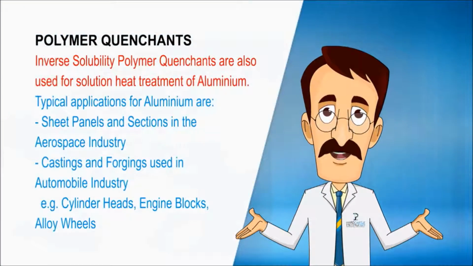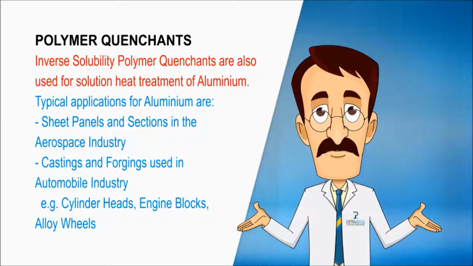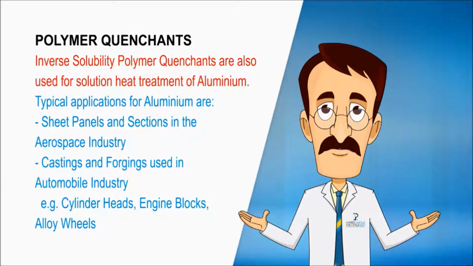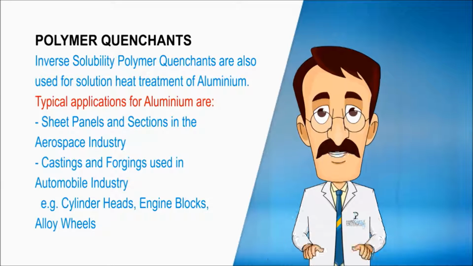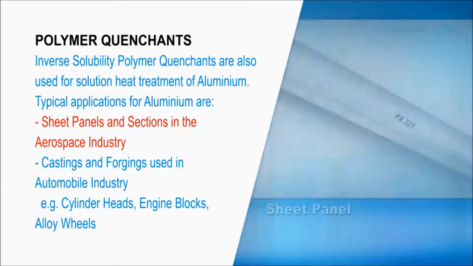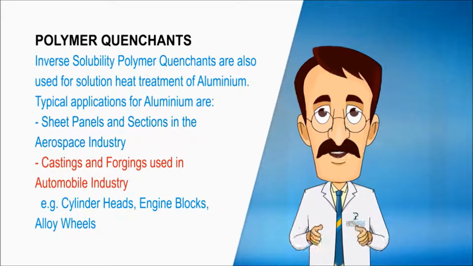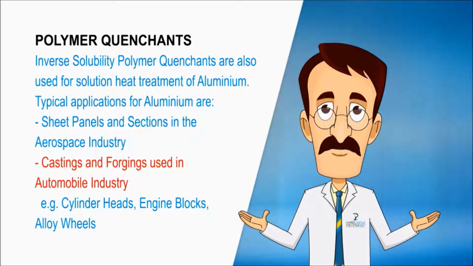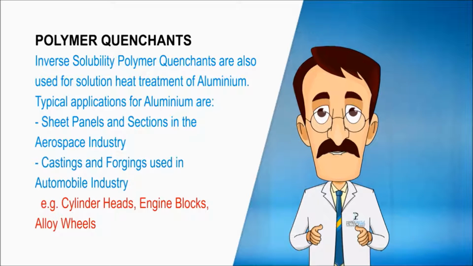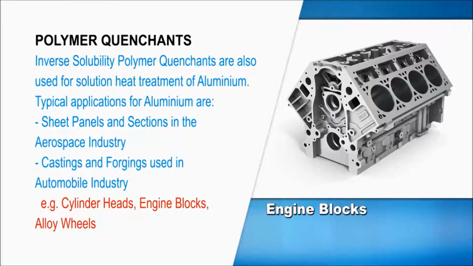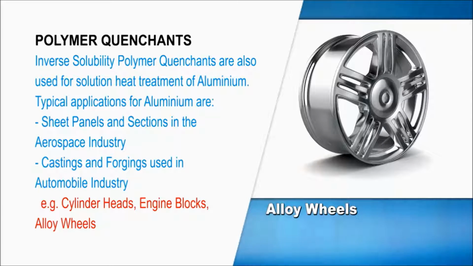Inverse solubility polymer quenchants are also used for solution heat treatment of aluminium. Typical applications for aluminium are sheet panels and sections in the aerospace industry, castings and forgings used in the automobile industry, for example, cylinder heads, engine blocks, alloy wheels.